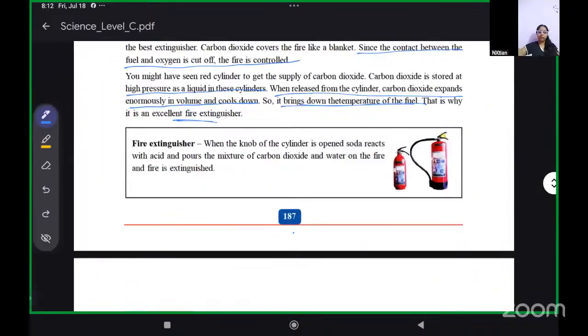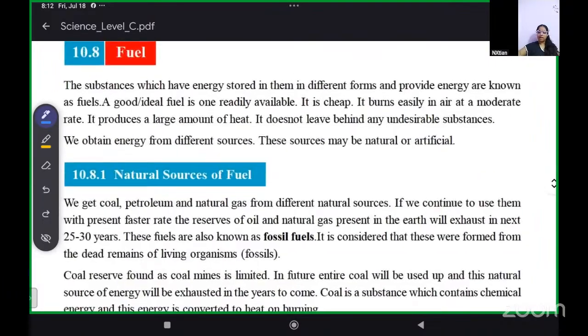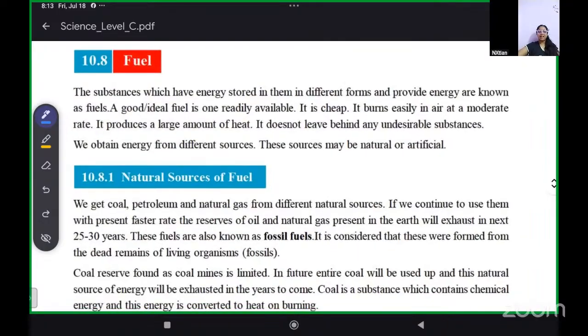Now we have fuel. Substances which have energy stored in them in different forms and provide energy are known as fuels. These substances have energy inside them and they also provide energy if they are burned. They are called fuel.